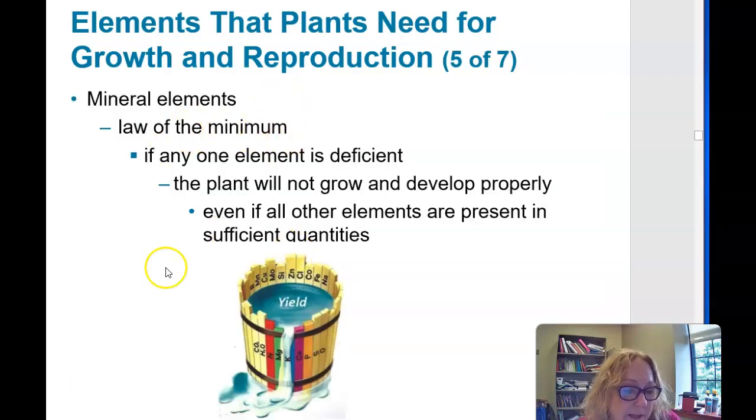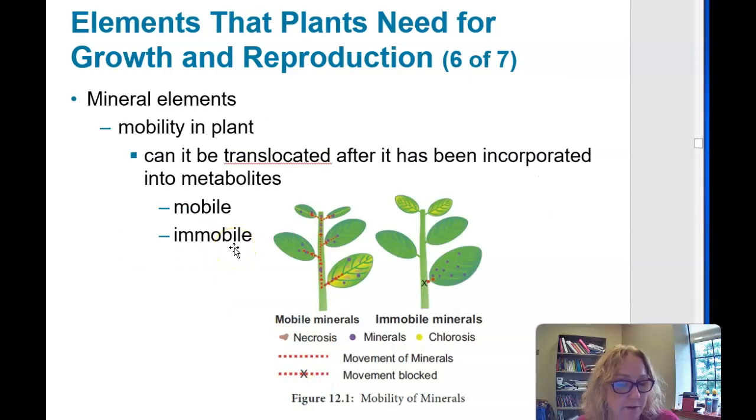Okay, again, the law of the minimum, that's what this bucket represents. If any one element is deficient, the plant will not grow and develop properly, even if all the other elements are present. So that's sort of like a bucket idea, the law of the minimum.